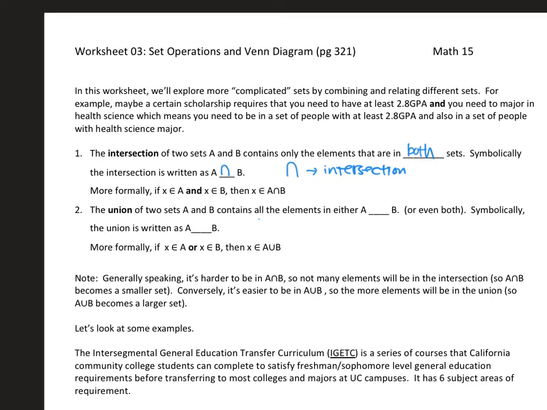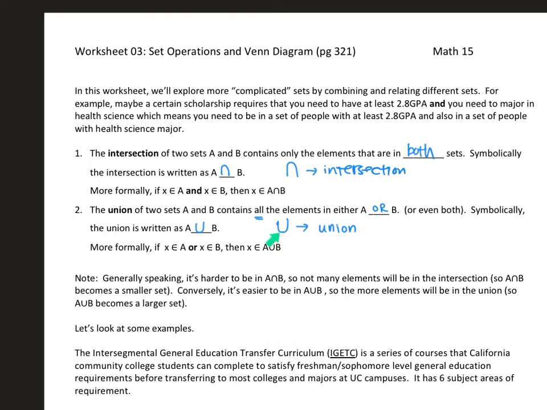The second concept is the union. The union of the two sets A and B contains all the elements in either A or B, or even both. So you could be in A, or you could be in B, or you could even be in both A and B. Symbolically, the union is written as A union B. It's basically U. So U is the union.